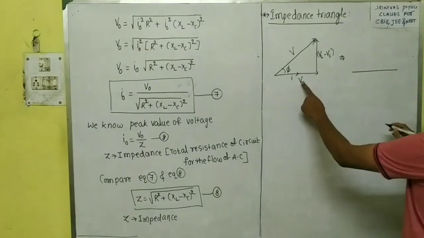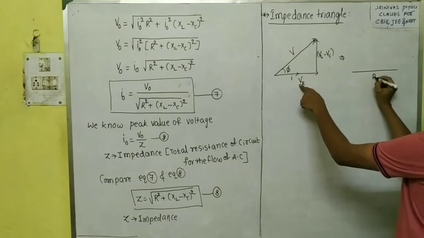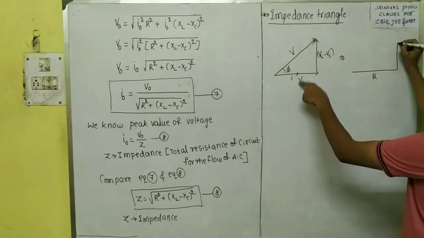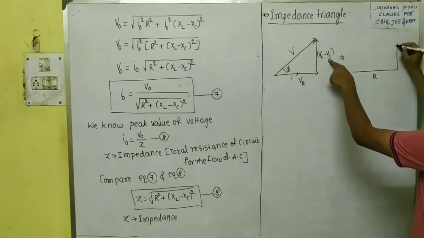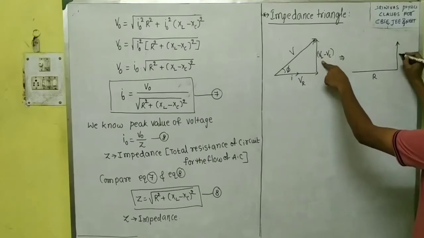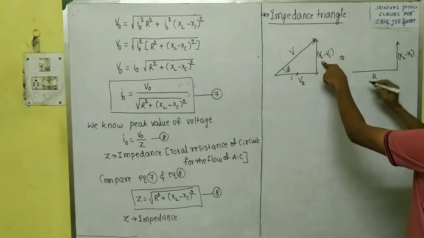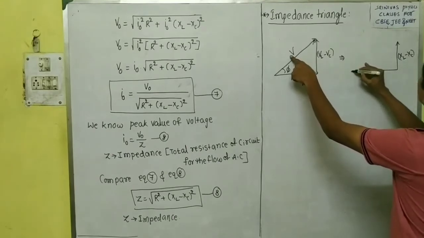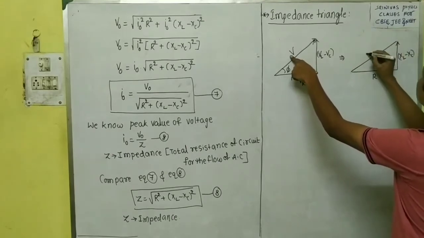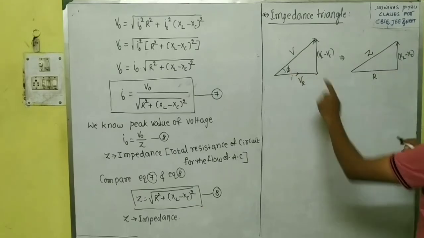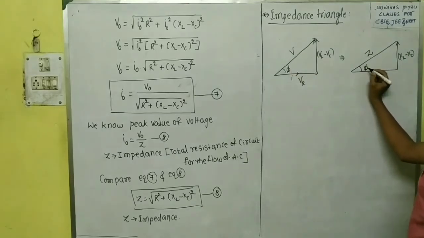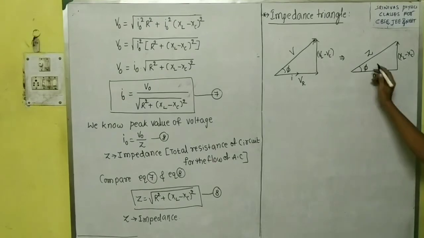Instead of taking the voltage across resistance, we will take the resistance. Instead of taking the voltage across inductance and capacitance, we will take VL minus VC as XL minus XC. Instead of the total voltage, we take the total resistance, which is called Z. And this angle is phi. Phi is the phase difference. This is the impedance triangle.